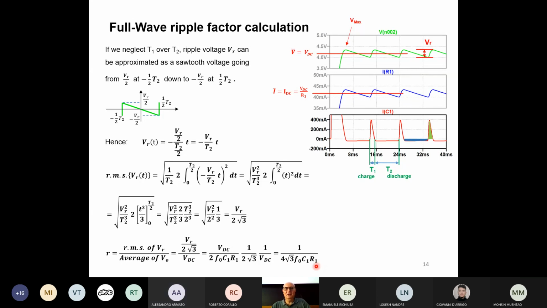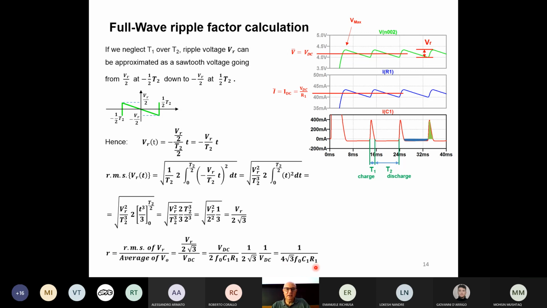Now, what I was saying is that if we consider the ripple factor, that is this formula here, or if you consider only this part here, this is the amplitude of the ripple voltage. What we see from here is that if we want to reduce the ripple factor, so to reduce the ripple, we can either increase the frequency, if it is possible, or increase the capacitor, or both of them. If you increase the frequency or the capacitance, the ripple will go down.